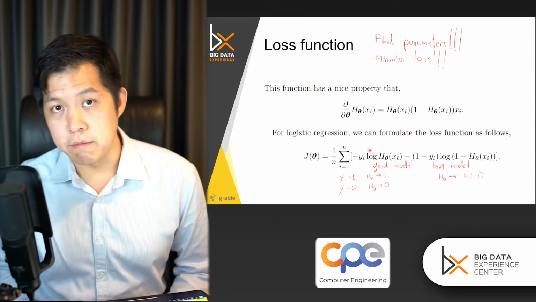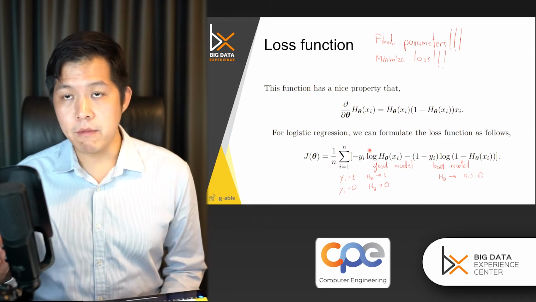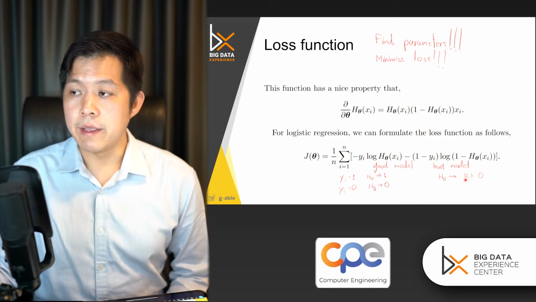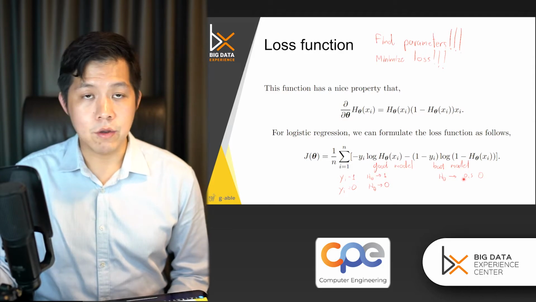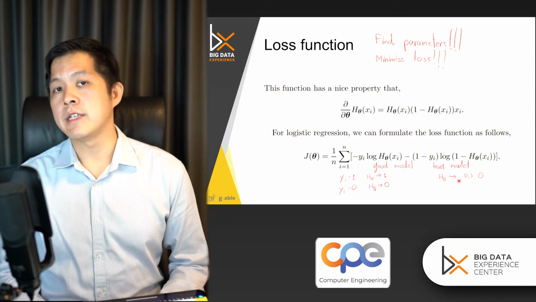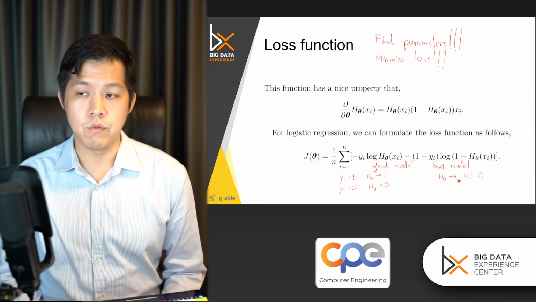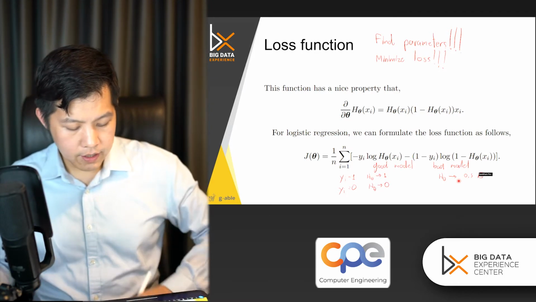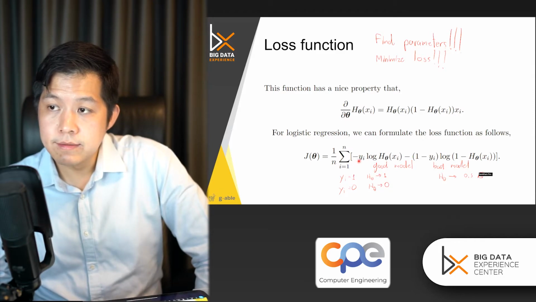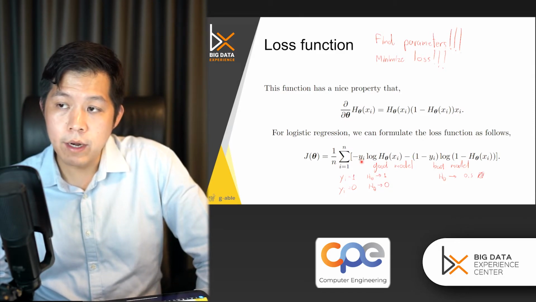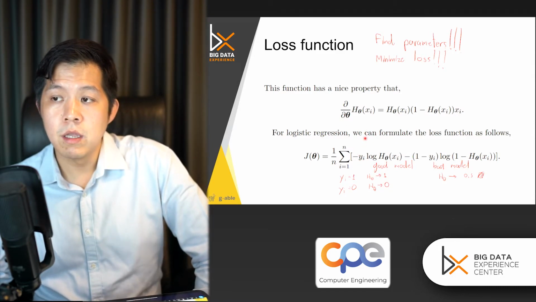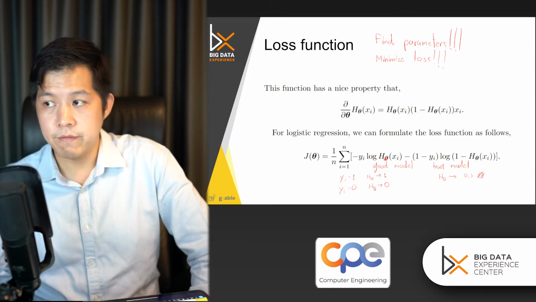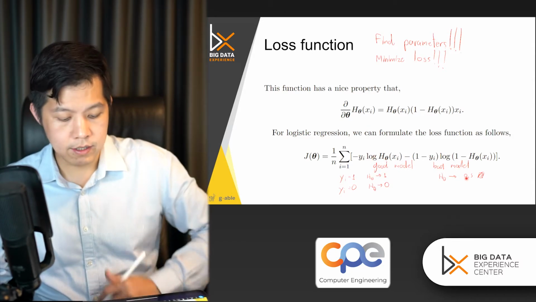Now let's consider the bad model case. Say h theta equals 0.5, so it cannot decide which side it belongs to. What would happen? If y equals 1, then we consider just this term. We have log of 0.5 in the case of this, or maybe 0.